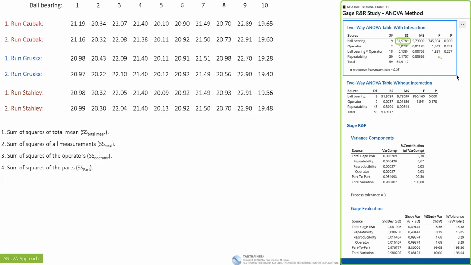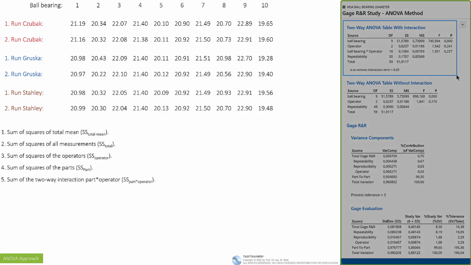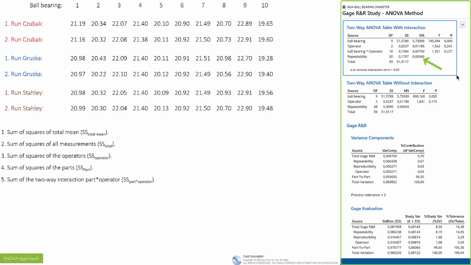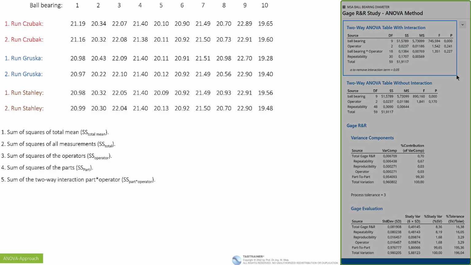4. The sum of squares of the parts, SS part, abbreviated in the output window as sum of squares SS ball bearing. 5. In the fifth step, one of the important advantages of the ANOVA method compared to the ARM approach becomes apparent. Because in the fifth step, the sum of the two-way interaction, part-to-operator interaction, is determined. In the output window of our practical scenario, this is abbreviated with sum of squares, SS ball bearing, operator. This fifth step is a basic requirement to identify potential interaction effects that cannot be calculated using the ARM approach.